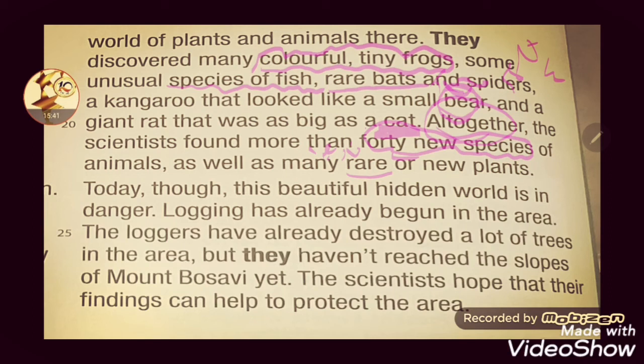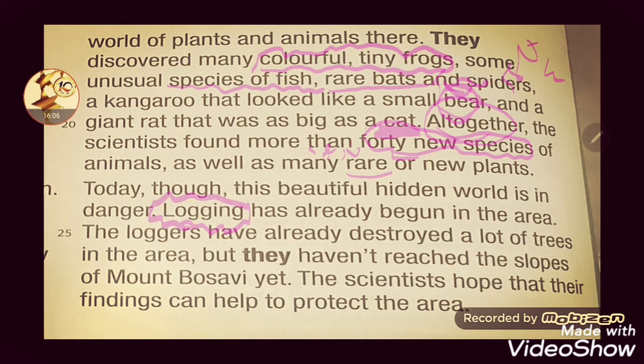Today though, this beautiful hidden world is in danger. Why is this beautiful hidden world in danger? Because of logging. Logging is the timber trade or industry.